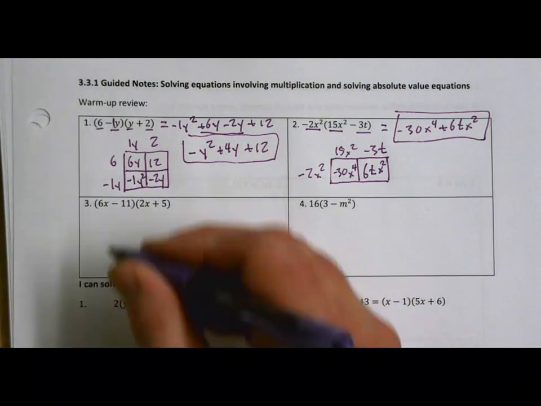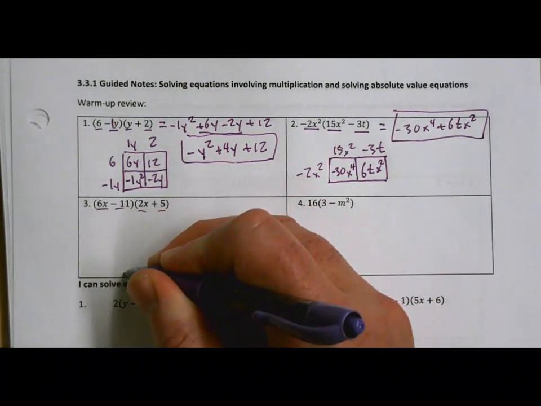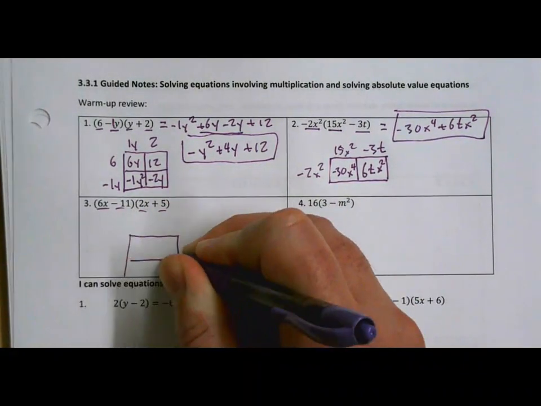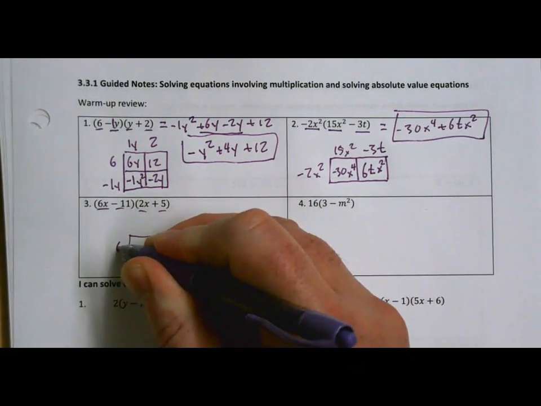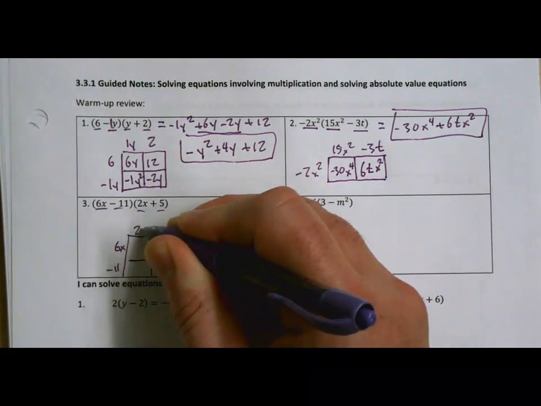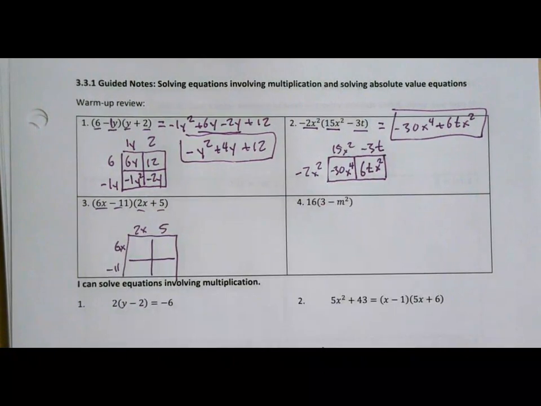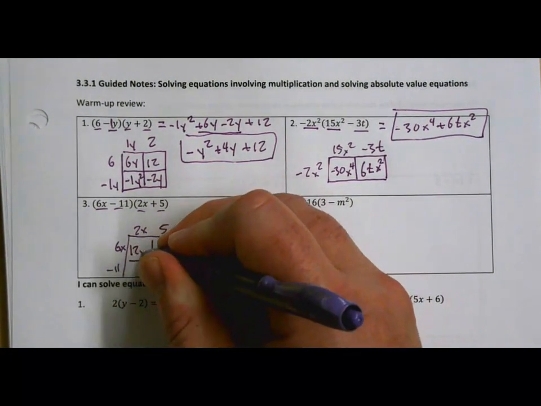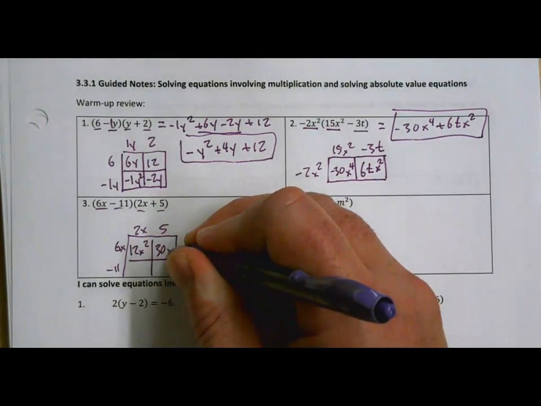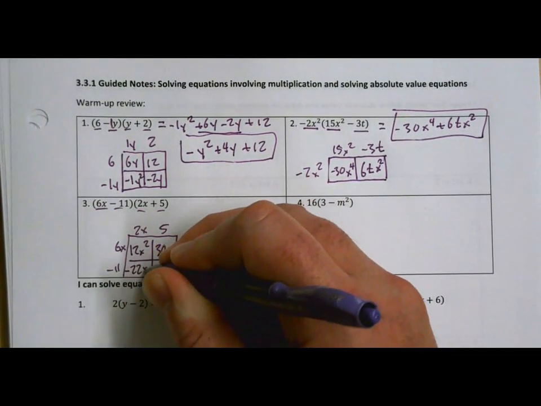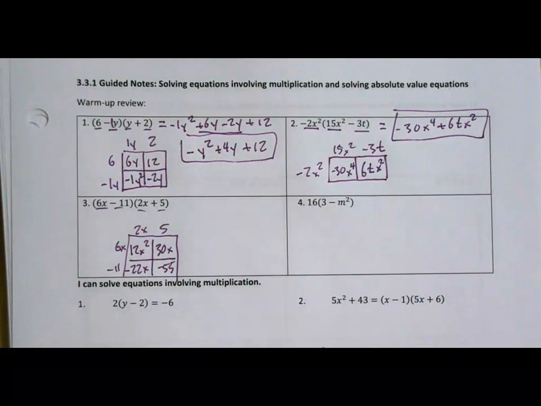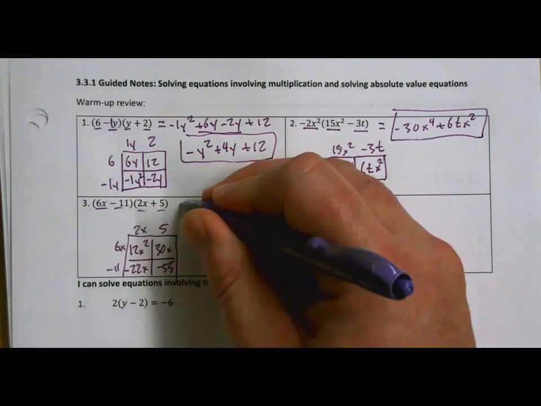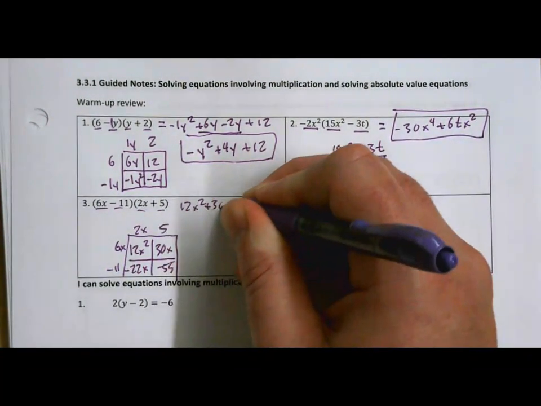All right, next one's got 2 terms and 2 terms, so I need another 2 by 2 box. 6x, negative 11, 2x, and 5. 6x times 2x is 12x squared. 6x times 5 is 30x. We got negative 22x and negative 55. Writing all that stuff down.